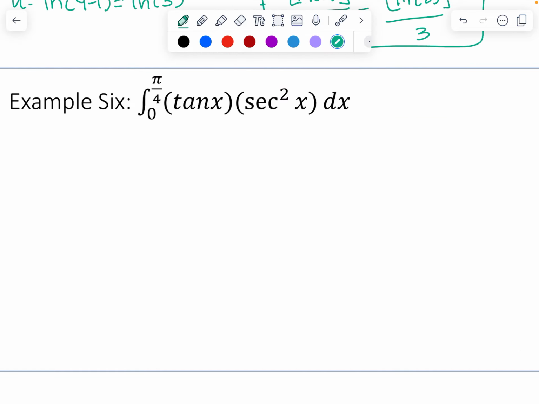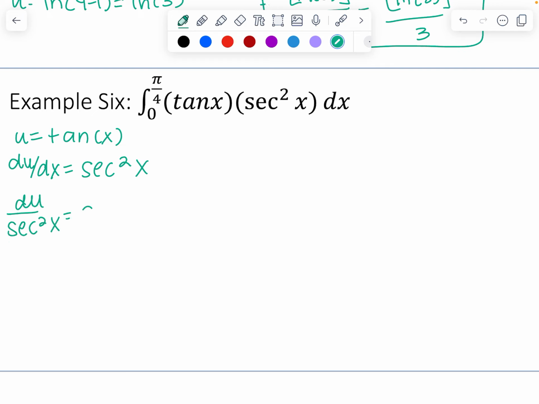Okay, question is, do we use tangent of x, secant of x, or secant of x squared for u? Well, you might have to remember your derivative facts, but the thing that you need to process through here is, does the derivative of one of those functions equal another? And the answer is yes. The derivative of tangent of x is secant x squared. And so that's why we're going to use our inside function to be tangent of x. So solving that up real quick, we'll get du over secant squared x equals dx.